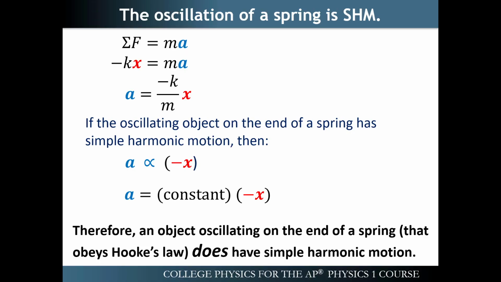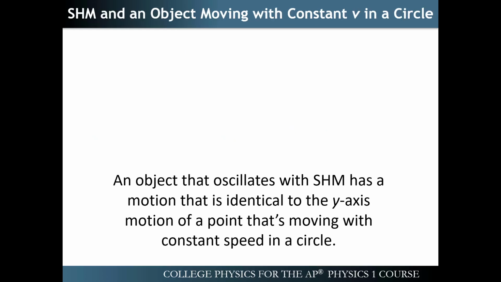All right, let's continue. Simple harmonic motion and an object that's moving at a constant speed in a circle, which is uniform circular motion that I mentioned a little bit ago, have a lot of things in common. An object that oscillates with simple harmonic motion has a motion that is identical to the y-axis motion of a point or an object that's moving with a constant speed in a circle.